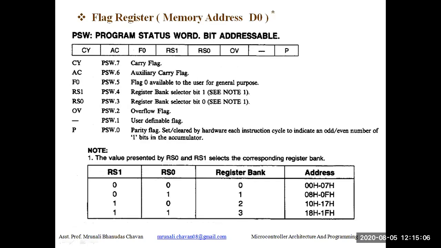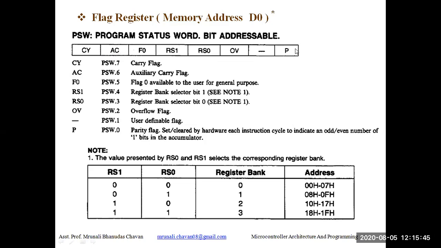Before going to see the internal RAM organization of 8051, we will see the program status word, that is the PSW register. This PSW is also known as a flag register. Its memory address is D0. The star pointed here indicates that this PSW register is a bit addressable register. This PSW is an 8-bit register and the 8 bits are shown here.